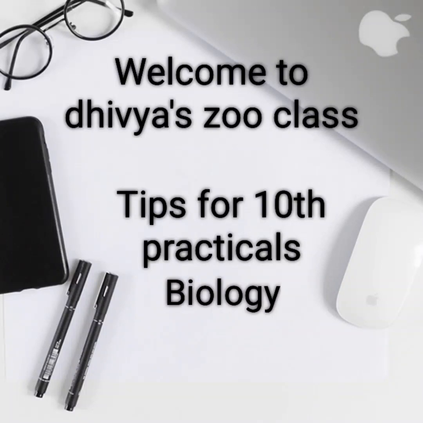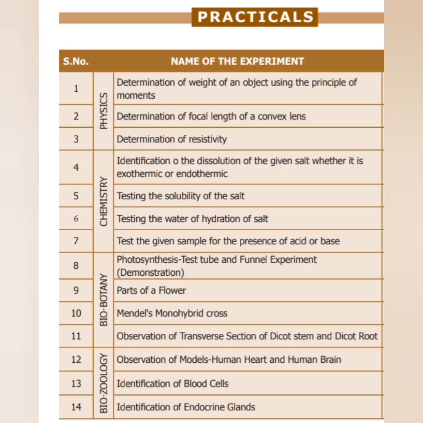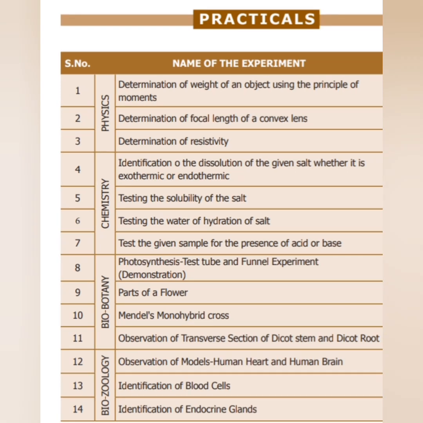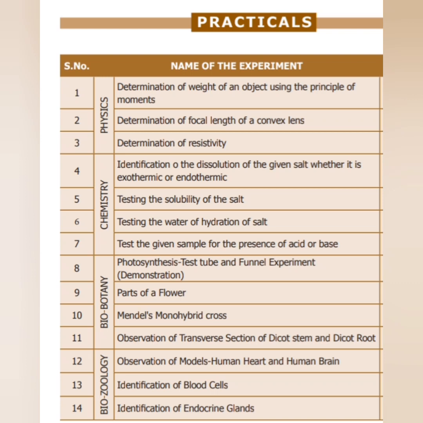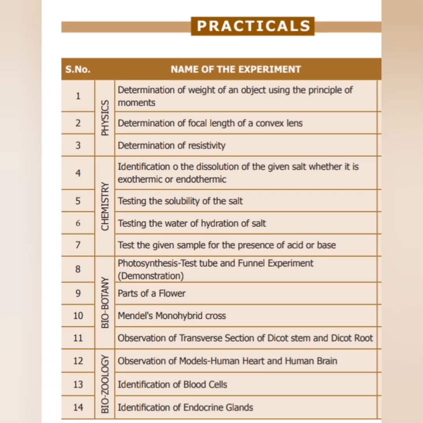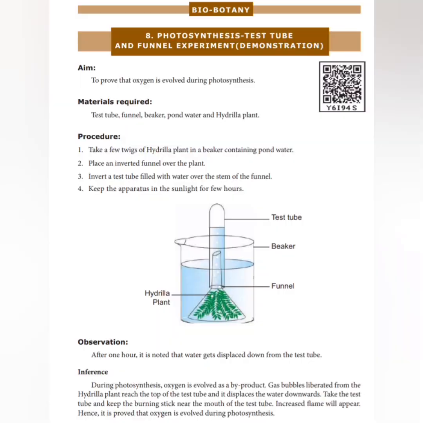Today I am going to give some tips for 10th practicals, biology. In science, there are 4 branches in total: physics, chemistry, botany and zoology. Each branch will be asked one experiment. Each experiment has 5 marks, totally 20 marks. The remaining 5 marks are for your internal assignment. Total 25 marks. Let's discuss the experiments of the biology part.